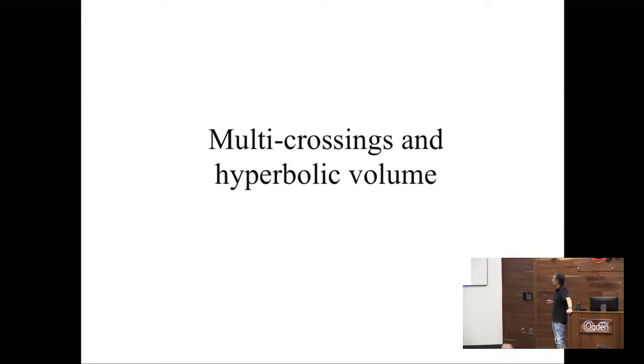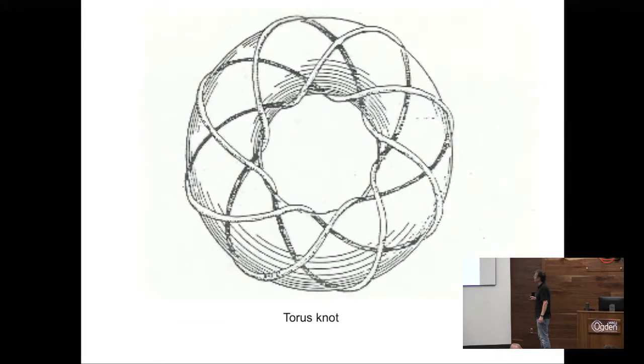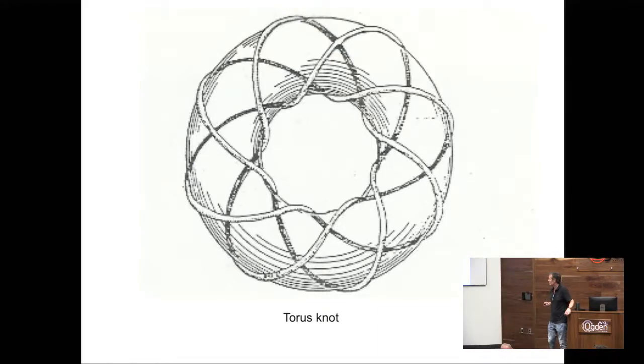Okay, now, I want to talk a little bit about hyperbolic volume, which is an area that I'm really interested in and how it relates to these multi-crossings, because there's some really beautiful combinatorics that's associated with this. This is a fact due to Thurston. Thurston proved back in the 1970s that knots fall into three categories.